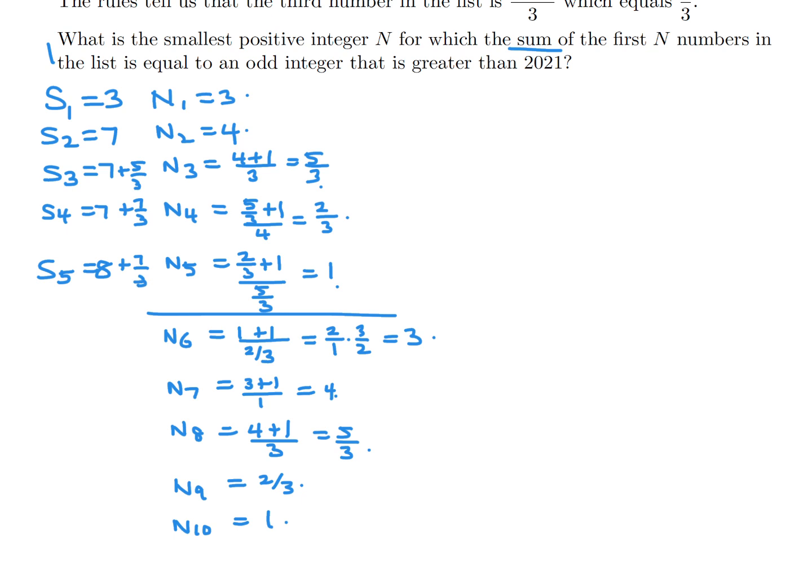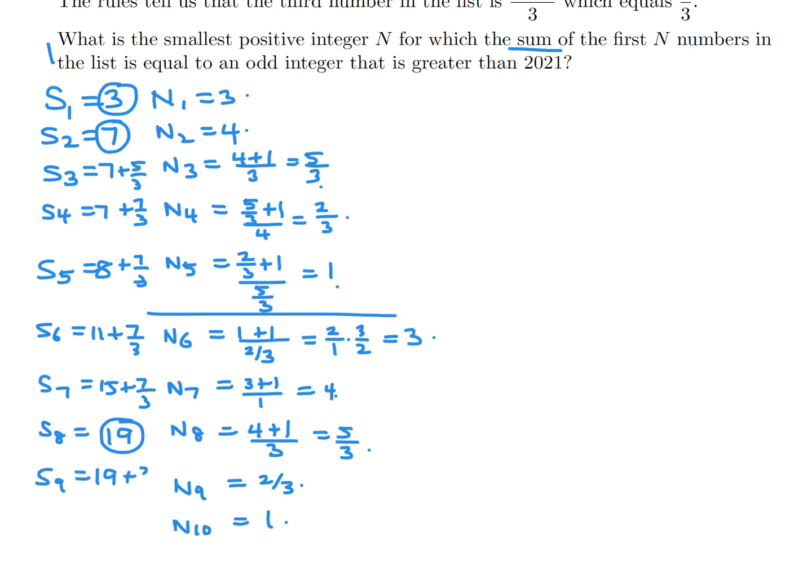Yeah, I don't see any kind of pattern there. But let's just keep going here. S6 would be 11 plus 7 over 3. S7 would be 15 plus 7 over 3. S8 would be 15 plus 12 over 3, so 19 now. It's the first time we get a whole number, actually. Well, not the first time. There were numbers up here, but there have been a lot of fractions. S9 is 19 plus 2 over 3. And then S10 would be 20 plus 2 over 3.